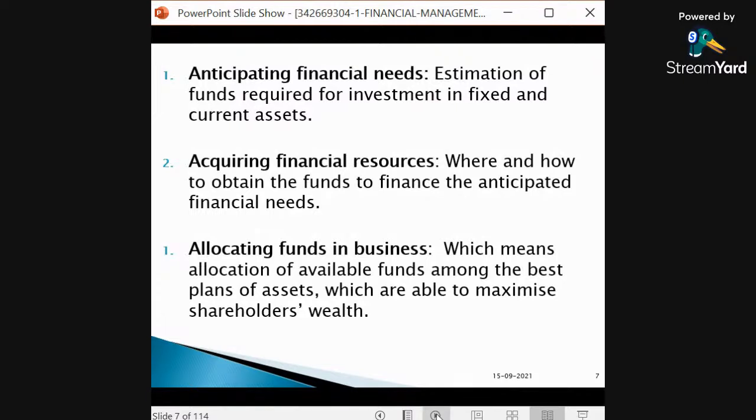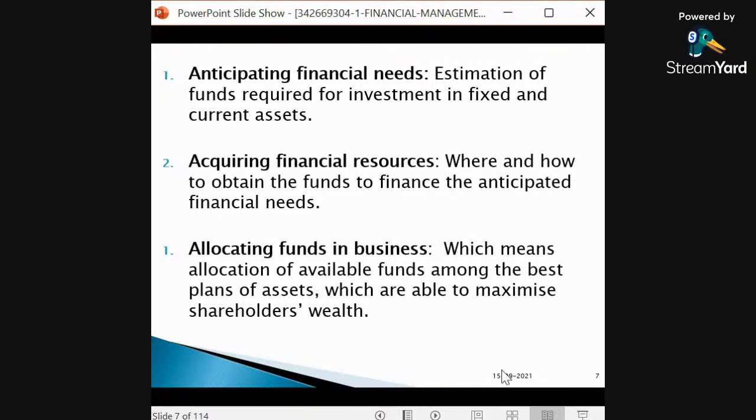The things or problems that financial management deals with is number one, anticipating financial needs. So, a financial manager has to think that he needs to estimate the funds required for investment in fixed and current assets. When talking about acquiring financial resources, it is where and how to obtain the funds to finance the anticipated financial needs. And when you're talking about business finance as well, you're dealing with allocating funds in business, which means the allocation of available funds among the best plans of assets, which are able to maximize shareholders' wealth.